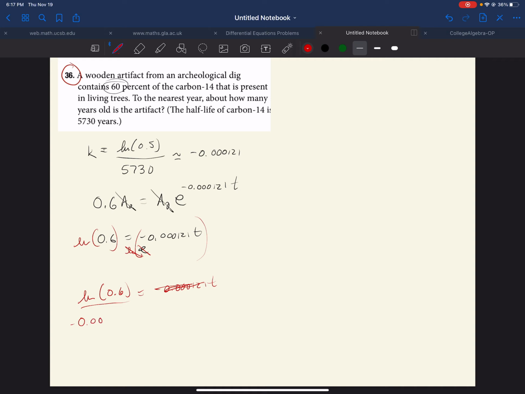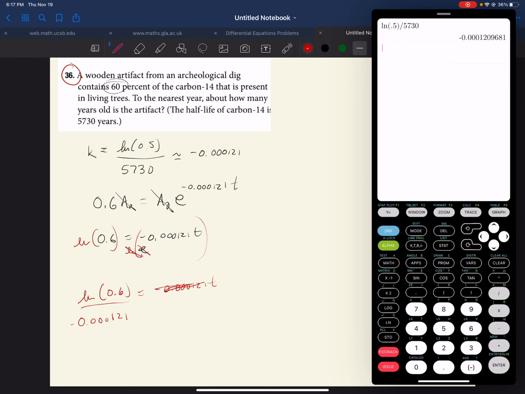So negative 0.000121. What I like to do, and notice this, so the book will just use that value, but the actual value is 0.0001209681. And those decimals, you're like, oh, they're out in the 10 thousandths and 100 thousandths and millionths. And yeah, but on a massive years time scale, it's noticeable, and it matters. And so if I take the ln of 0.6, instead of dividing and typing it in, I'm going to divide that by the previous answer. So now I'm using all of the decimals, and I get that it is 4,222 years old. So I would say it's about 4,222 years old.